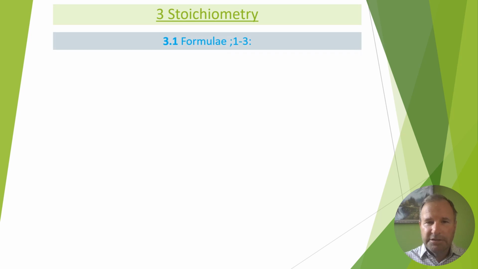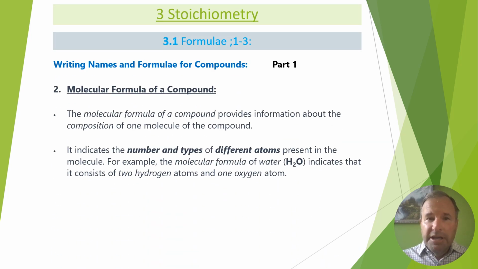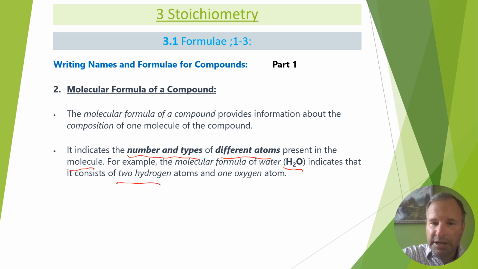We're looking at writing names and formulae for compounds, especially what a molecular formula of a compound is. It provides information about the composition of one molecule of a compound, and it indicates the number and types of different atoms present. For example, here we've got H2O, and you can see there are two hydrogens and one oxygen atom. So you can see there's two represented and then oxygen there.